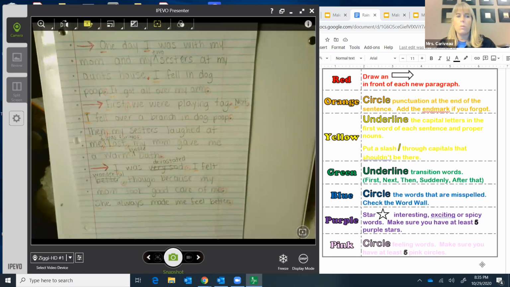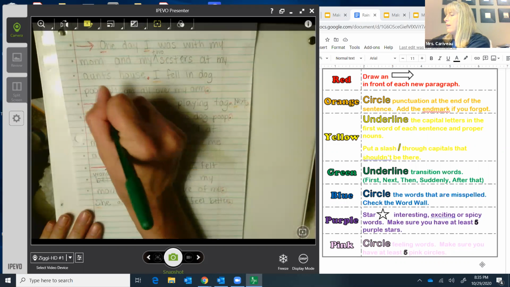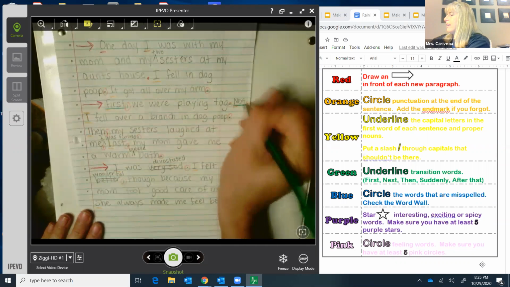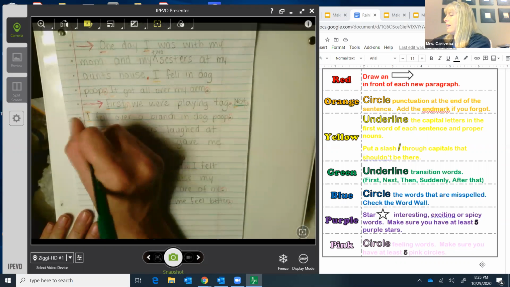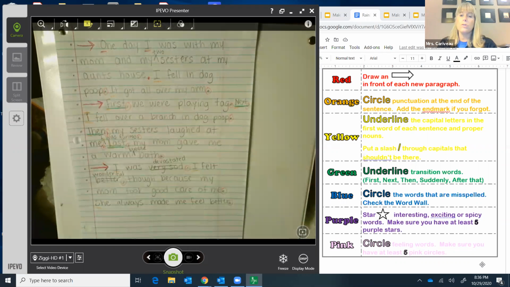Green is those transition words. Remember back when I did my pre-writing and you saw me underline first, next, then, last in green? So those are my transition words. So now I underlined first in green, next, then, and then last. Those are great transition words. You could also use suddenly or after that. Those are also great transition words, but I need to make sure I have first, next, then, last, or other transition words in there. If I don't have green, I have to get those in there.